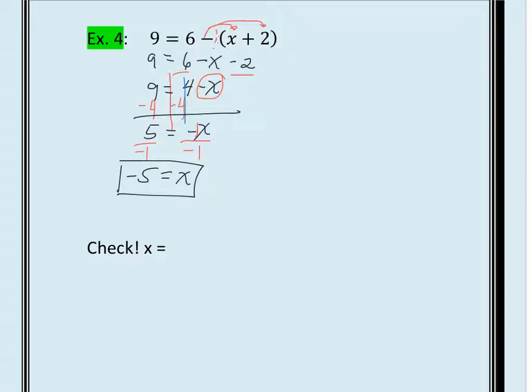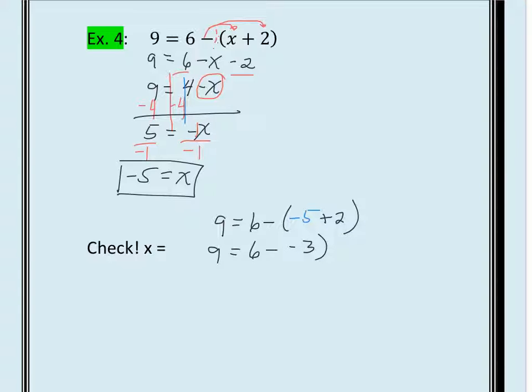So let's check it. In the original problem, we have 9 equals 6 minus parentheses, and this time I'm going to just leave a space because I already have parentheses. So in that space, I'm going to replace it with the value we came up with for x. So order of operations says that we have to do what's in parentheses first. So I'm going to rewrite the 9 equals 6 minus, and then the negative 5 plus 2, different signs subtract, we get a negative 3.